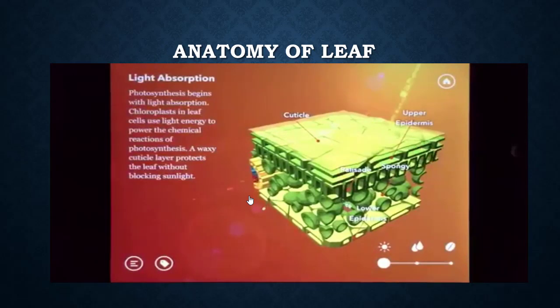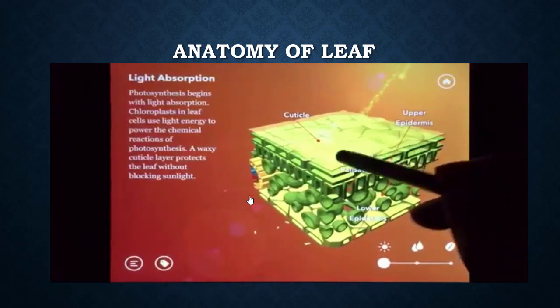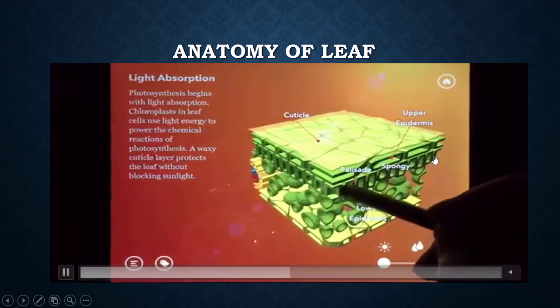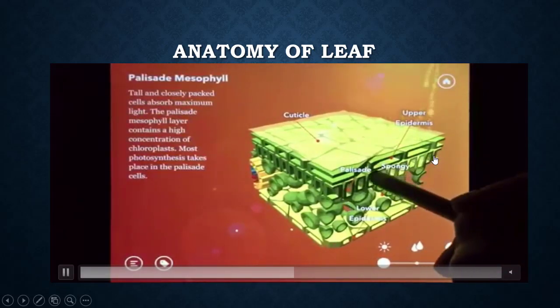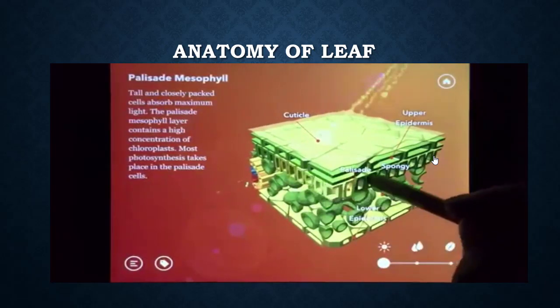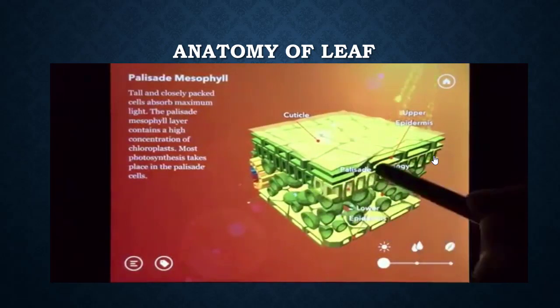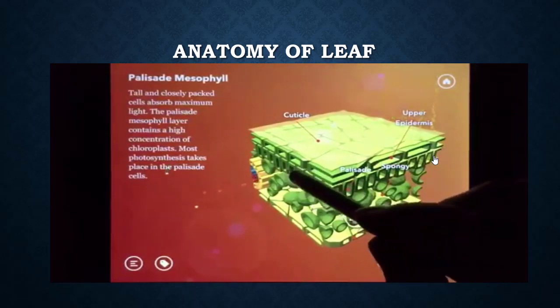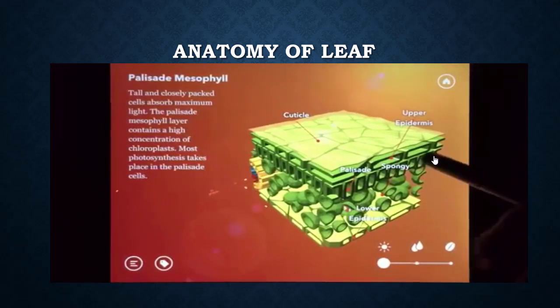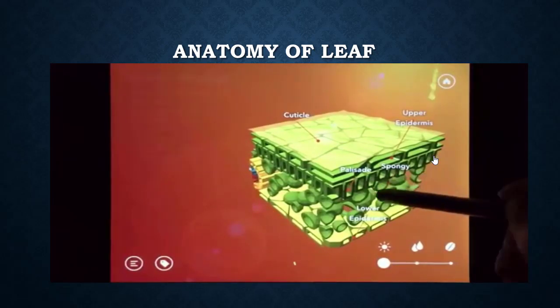Then there is the spongy mesophyll, which we'll be talking about a little while later. Now, let's talk about this. The tall and closely packed cells absorb maximum light. The palisade mesophyll layer contains a high concentration of chloroplasts. Most of the photosynthesis takes place in the palisade cells because they absorb most of the light. This is a spongy material basically.